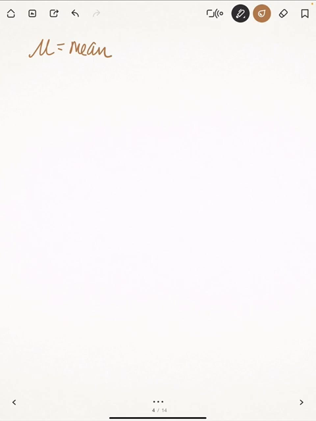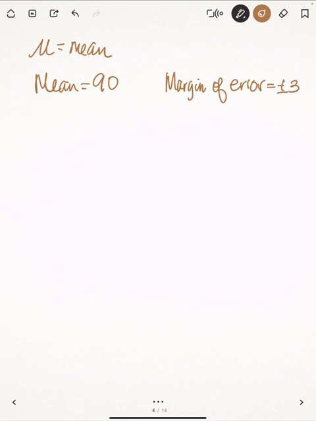All right? So for instance, let's say we have a quiz coming up, and let's say the mean is 90. Then I tell you that the margin of error, or the standard deviation, is equal to plus or minus 3. That basically means we're going to have test grades that are 3 points higher than the mean, and grades that are 3 points lower than the mean.